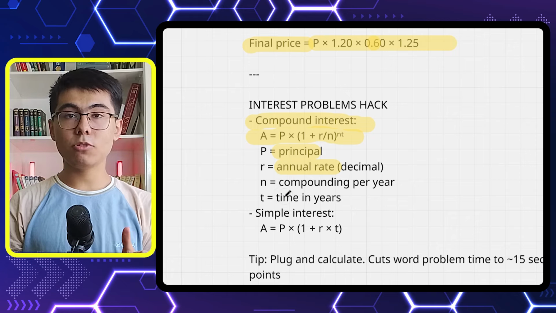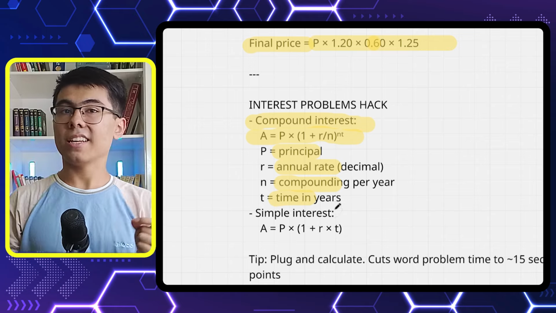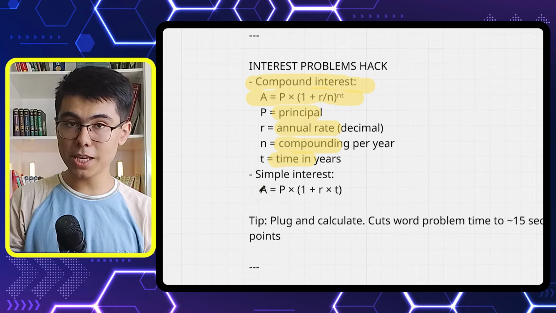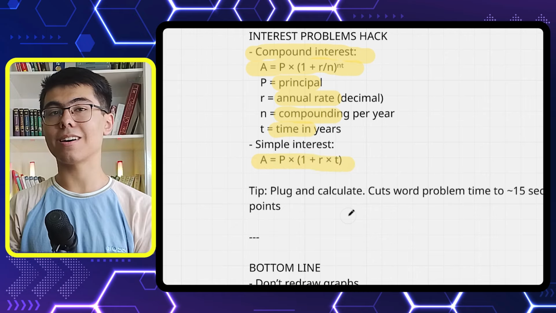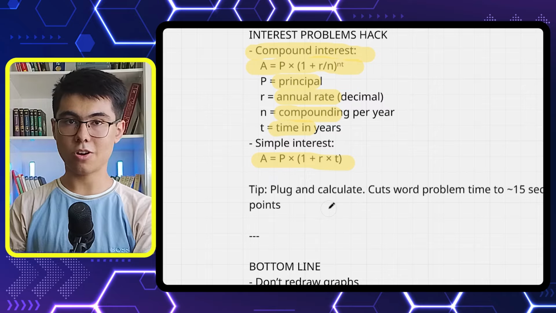N is compounding per year. T is time in years. And if it's simple interest, strip it back. A equals P multiplied by 1 plus RT. No exponents, no compounding, just linear growth.